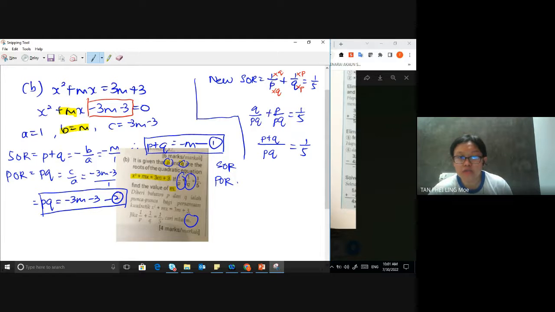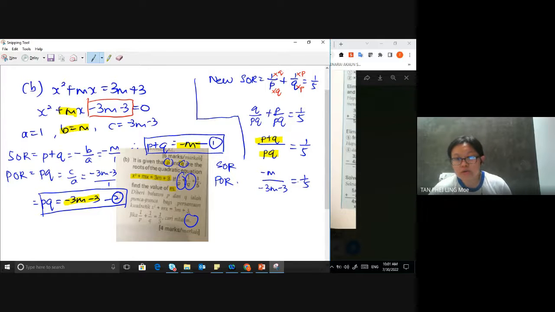So I continue from here. p plus q, we get negative m. Substitute in. Do you see that? Then now you are relating this to here, okay? And then relating pq to this, okay? So now my pq will be negative 3m minus 3 equals to 1 over 5. Do you get it now?